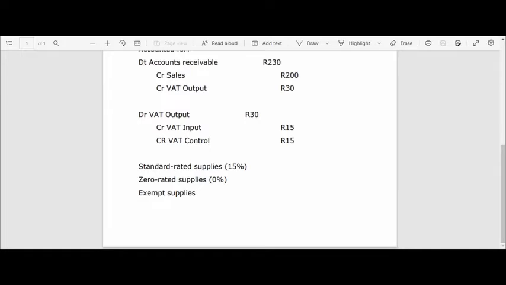Just to complete that argument based on the question that Lungani asked, if your VAT control account for that month happens to have a debit balance, where are you going to show it in your statement of financial position then? Under which heading? Not current liabilities anymore, but current assets.